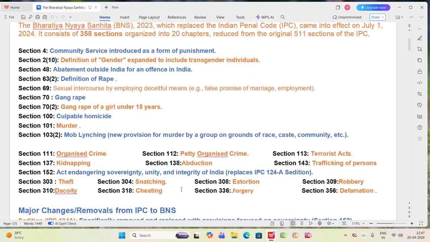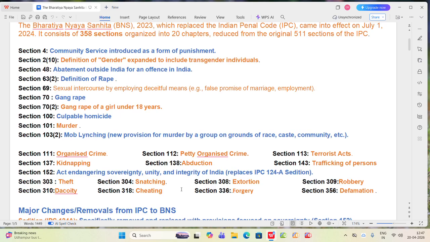Now, due to space problem, I have organized these sections in rows. So Section 111 relates to organized crime. Section 112 for petty organized crime. Section 113 for terrorist acts. Section 137 kidnapping. Section 138 abduction. Section 143 trafficking of persons.